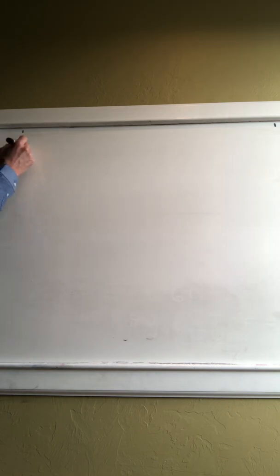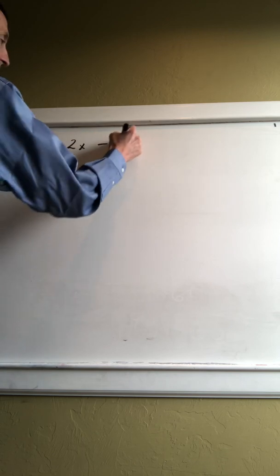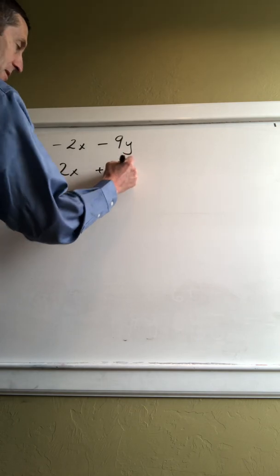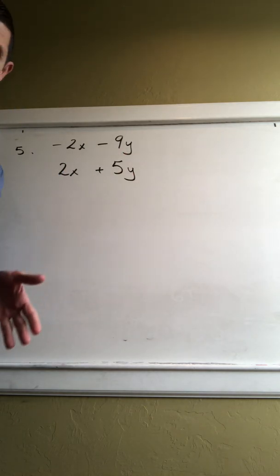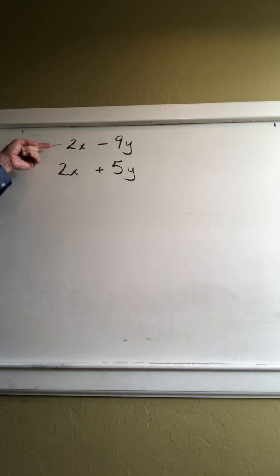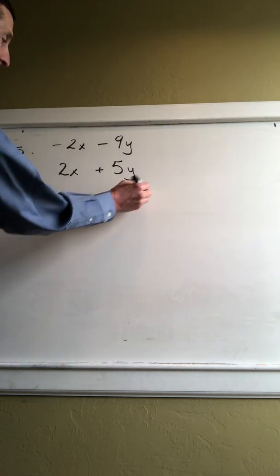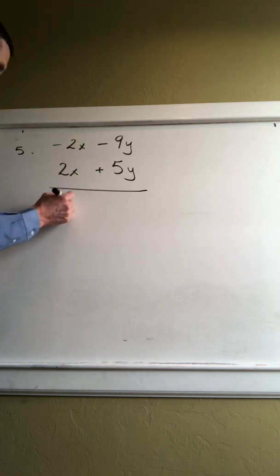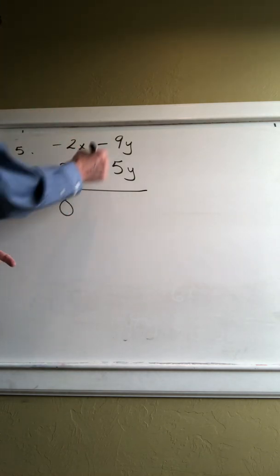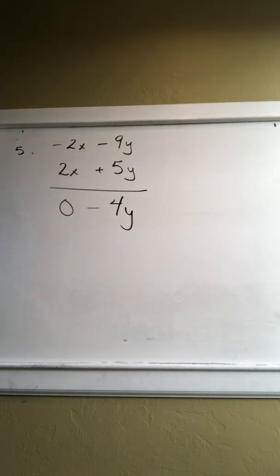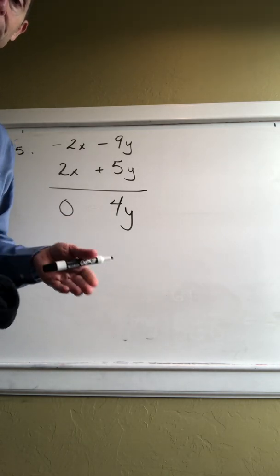Let's do one more. Kind of a warm-up one here, number 5. Let's go negative 2x minus 9y, 2x plus 5y. So again, on elimination, what you're wanting is a negative 2 and a positive 2 that are going to cancel each other out. So if you add these straight down, negative 2, positive 2, eliminate. That's what you want. You have this, negative 9, positive 5, becomes negative 4y. So this is the lead up, the build up for solving by elimination.